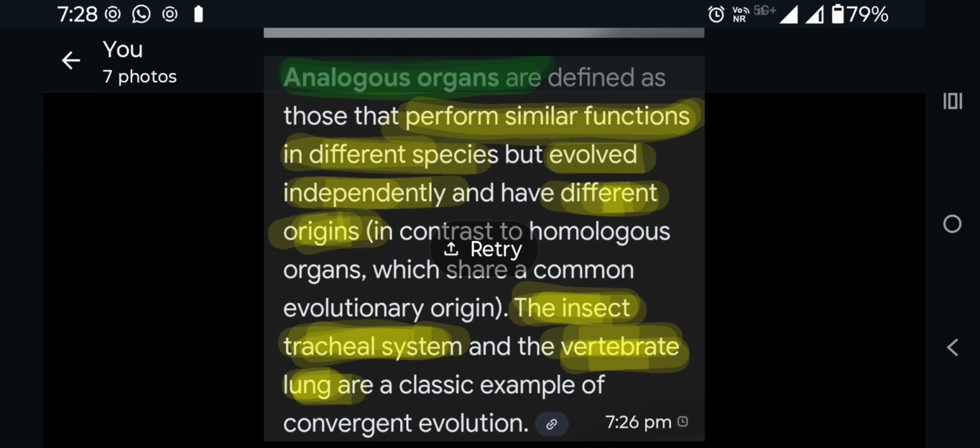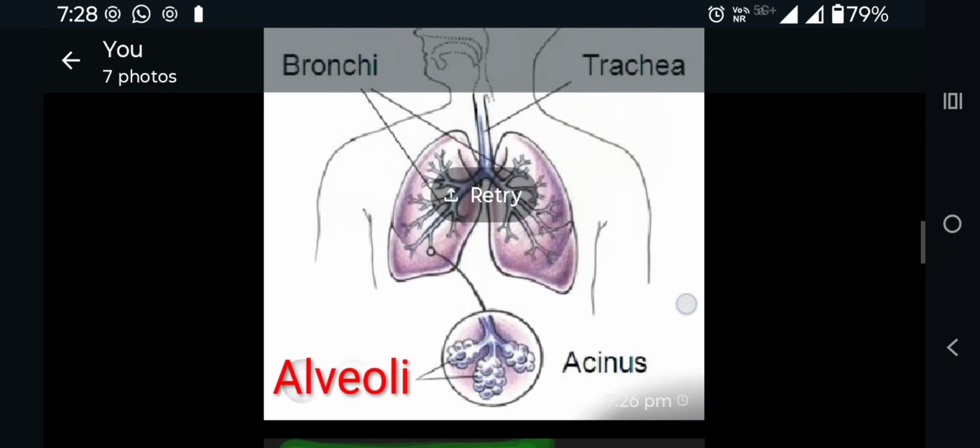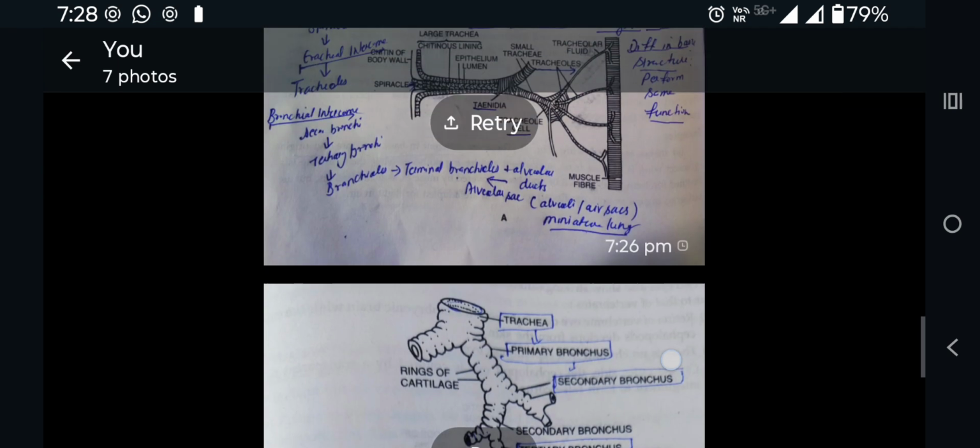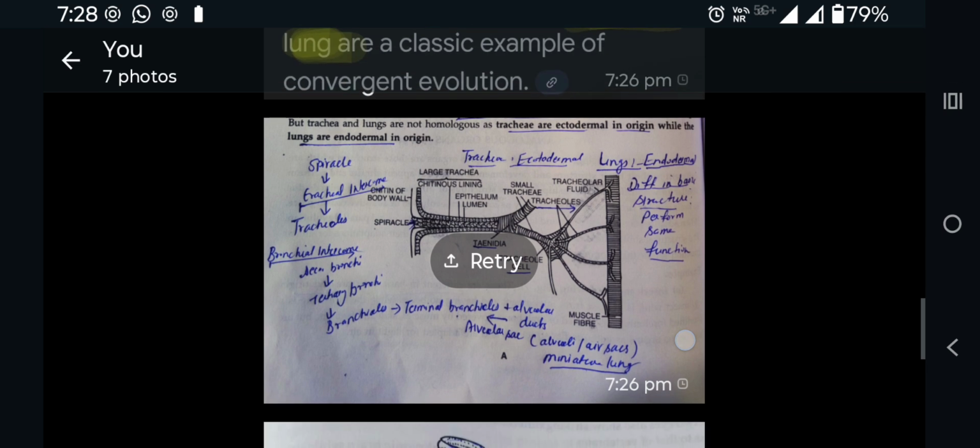So these are also examples of convergent evolution. Analogous means their origin is different, but they are performing the same function. This is the example of the pulmonary system, or lung, in the case of human beings, and you can also give the example of the tracheal system in the case of insects. One more difference between them is that tracheas are ectodermal in origin and lungs are endodermal in origin. So the origin is different, but they are performing the same function.